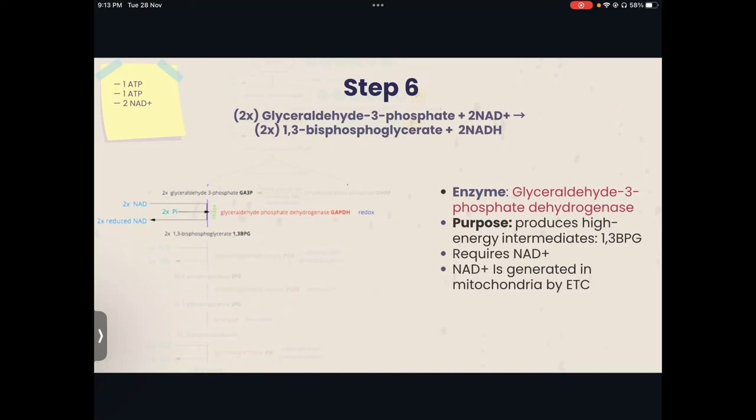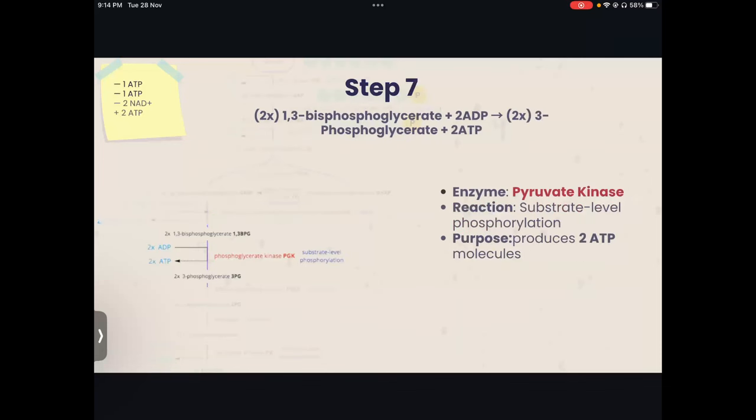And the enzyme that is involved in this is glyceraldehyde 3-phosphate dehydrogenase. Dehydrogenase from the name, it's taking away the hydrogen and giving it to NAD. It's as simple as that. And the reason why this happens is to produce the high energy intermediate 1,3-BPG. All right. And then we move on to the next step, which is step seven.